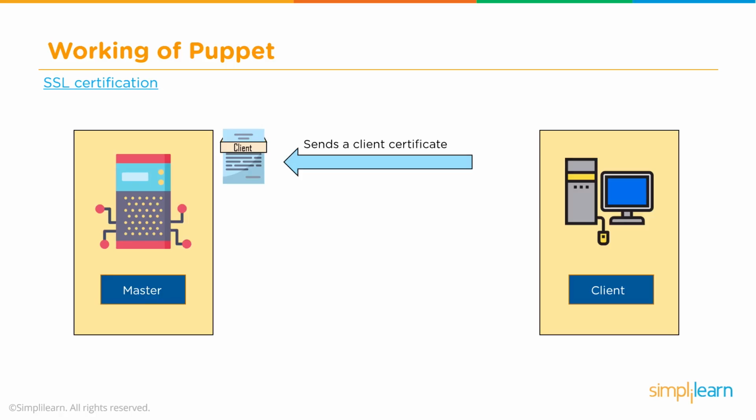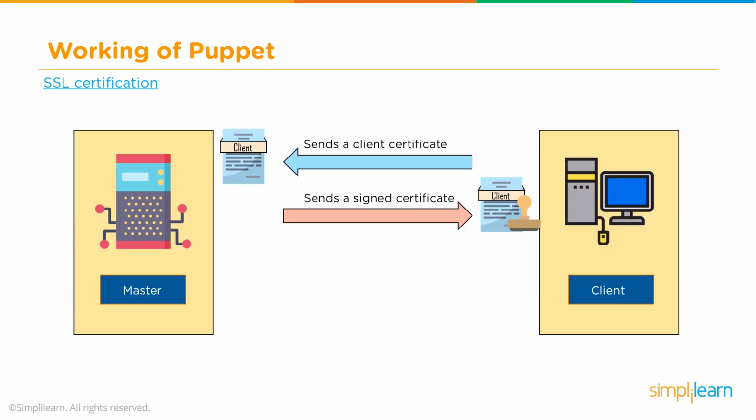So the client so far is not a client. It is just a system and we will refer to the system as system A. So system A sends over a client certificate to the master. Associated with this client certificate is the host name of system A. Now master goes through this certificate, it sees the host name and then it decides whether it wants to form a communication link with the system A. If it does, it signs the certificate and this signed certificate is sent back to system A.